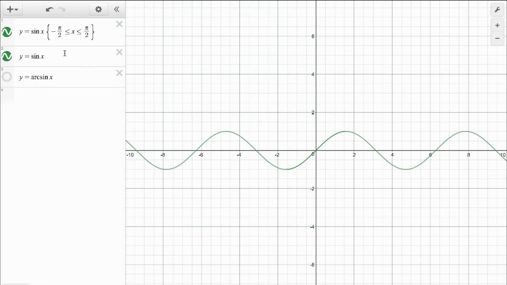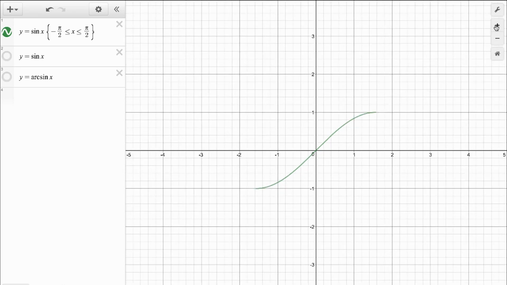So here's a graph of y equals sine of x. We see this waveform here. And like I said, we're going to restrict the domain from -pi/2 to pi/2. So this point here is going to be -pi/2, and this point here is going to be pi/2. Now if I find the inverse, as we saw here, the inverse is going to be this function here, this red line.